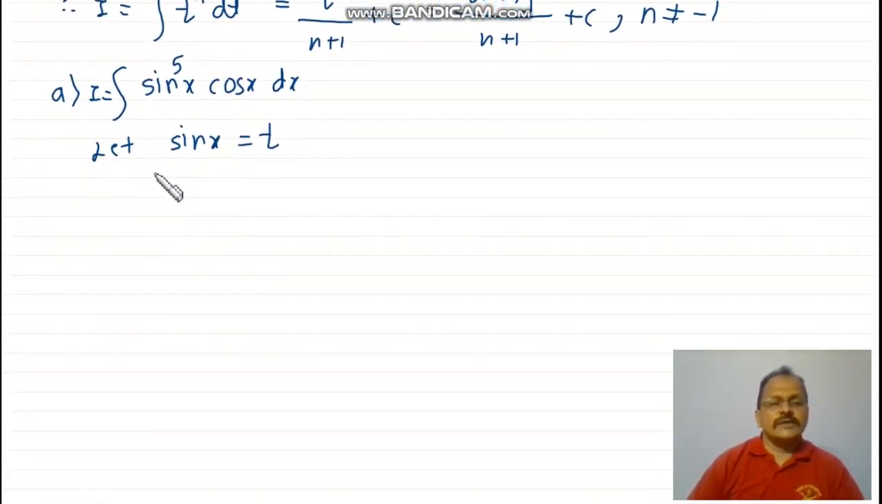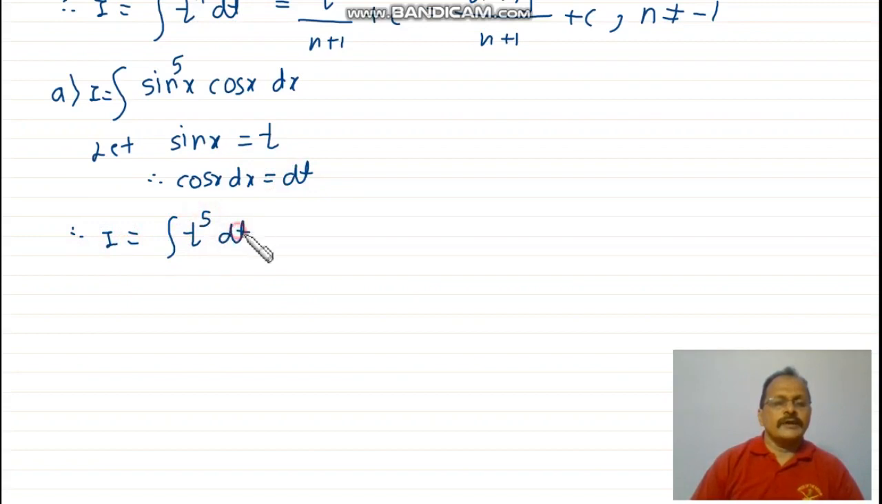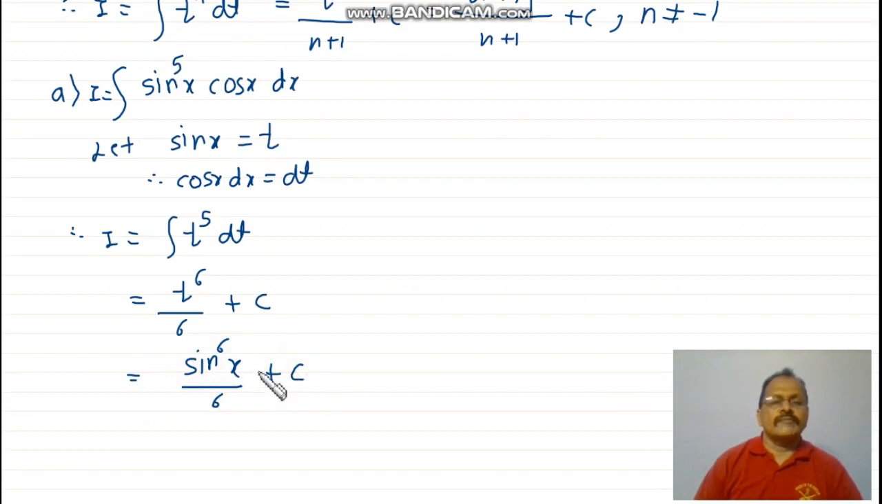When sin x is equal to t, on differentiation we get cos x dx is equal to dt, and therefore I equals to integration t raised to 5 dt equal to t raised to 6 upon 6 plus c, that is sin raised to 6 x upon 6 plus c.